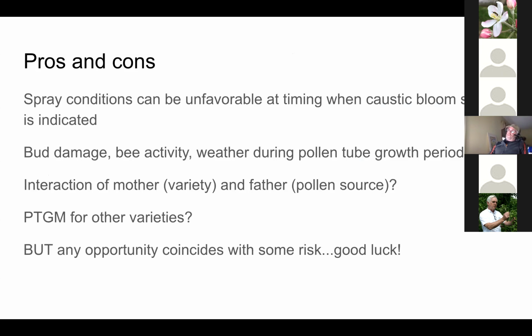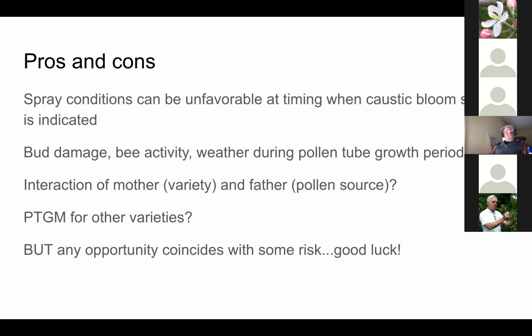So, pros and cons of using the pollen tube growth model and the caustic bloom thinner. Spray conditions can be unfavorable at the timing when the bloom spray is indicated. If it's raining, windy, high moisture will actually make the thinner work better. But if you're supposed to put that on at a certain hour and the weather's bad, you might not be able to do it. You need to think about whether you've had any frost damage, how the bee activity's been. The assumption is you probably wouldn't do bloom thinning if you suspected frost or freeze damage and you noticed that bee activity was not particularly great.